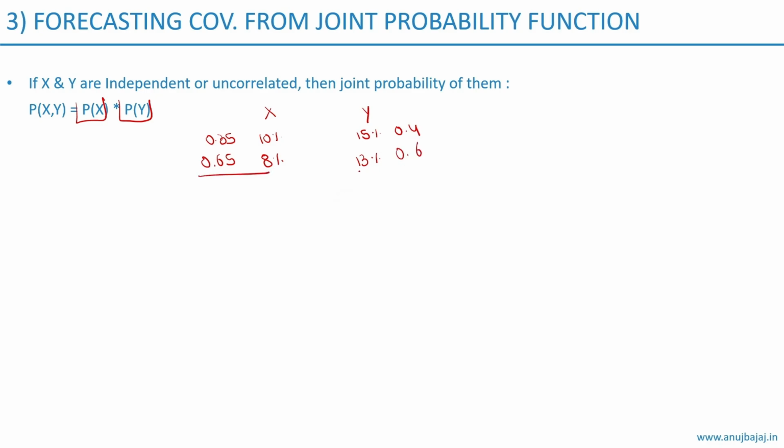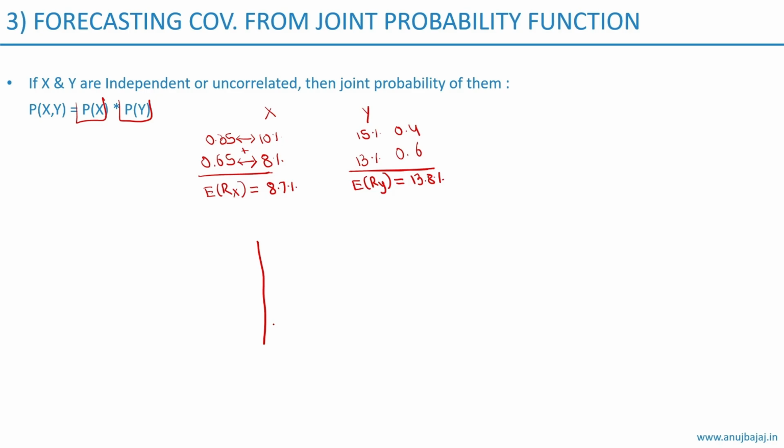So let us calculate the expected return of asset X and asset Y for the next year. So the expected return of asset X equals the product of these two plus the product of these two. So we get the expected return to be 8.7%, and similarly solving for the expected return of asset Y, we get 13.8%.